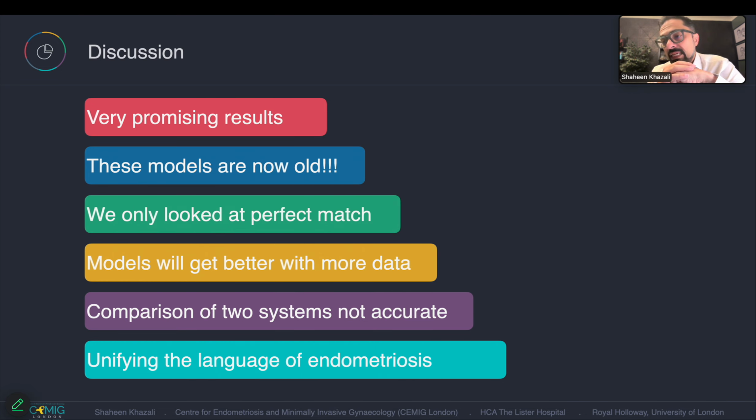But we believe that this is a good start, and it may be the start of us using large language models in our clinical practice more and more for endometriosis, to come up with a unified language, so we can communicate between ourselves and with patients much better.